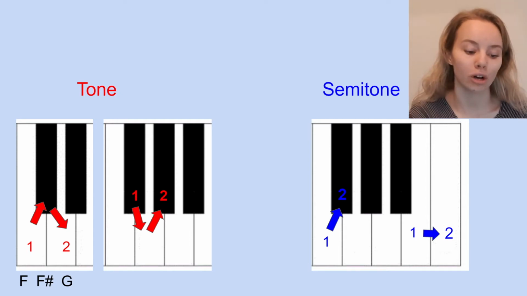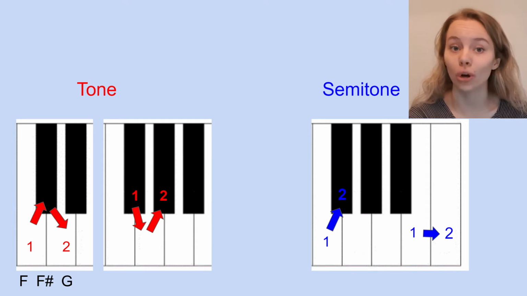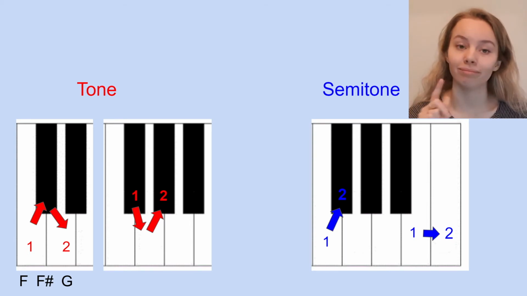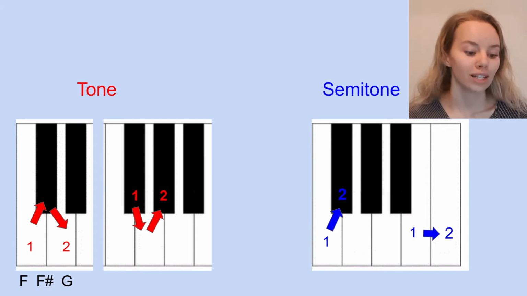So in our first example, we go from F to G. F to G is a tone, so that's 2 steps. We're going from F to F sharp, that's 1 step, and then F sharp to G, that's the 2nd step. Let's try another example.